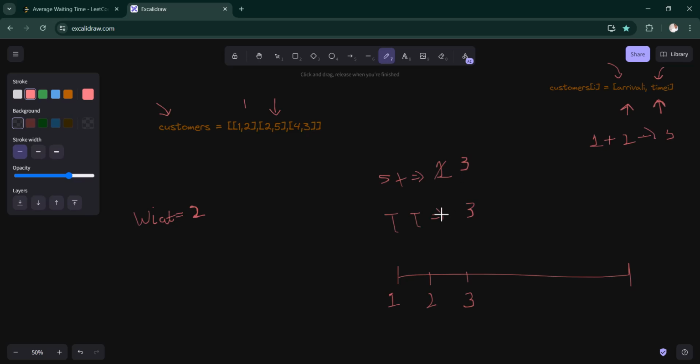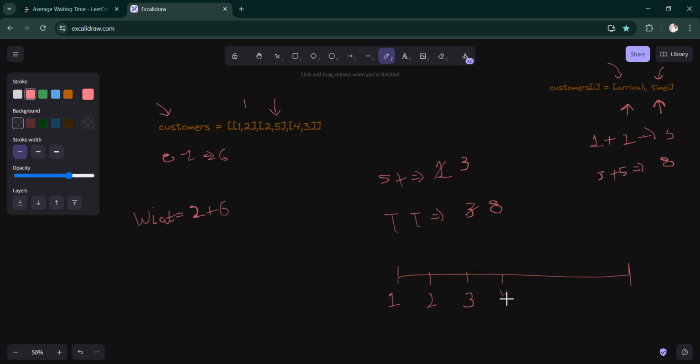Now how much total time will it take? He has started at 3, and 5 units of time are needed to prepare that order, so the total time will be 8. Now what is the waiting time? He arrived at 2, so 8 minus 2 equals 6 is the waiting time. We add this to our wait variable, so 2 plus 6 is the waiting time so far.